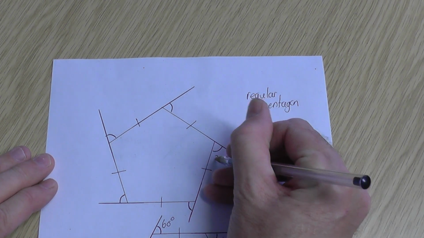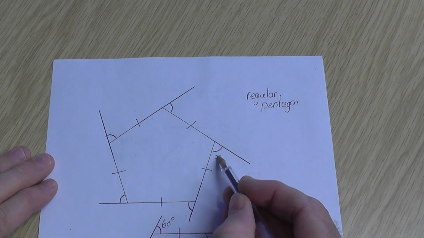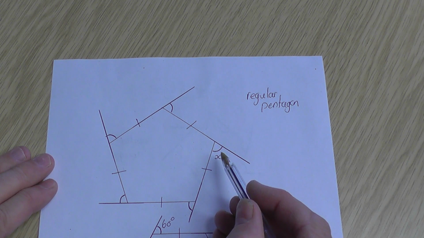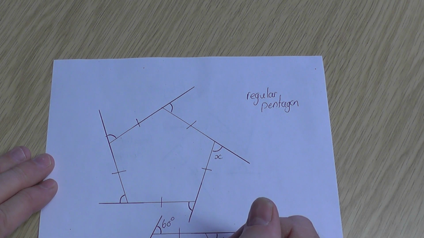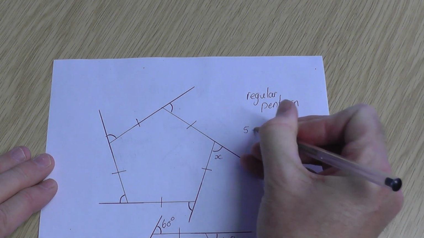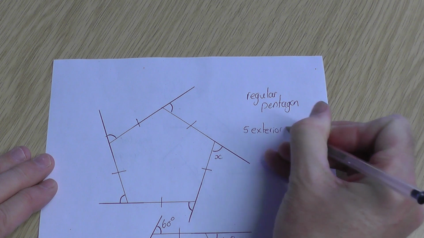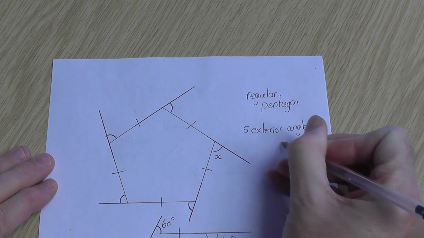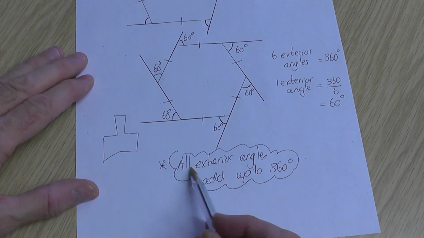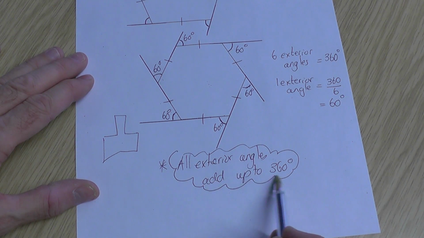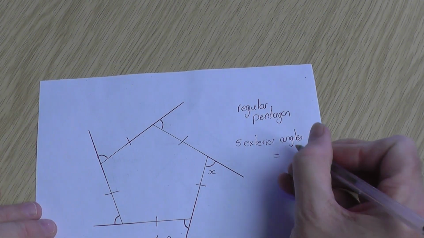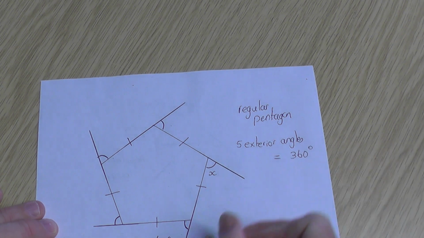Now let's say in the exam, the examiner asks you to work out the size of angle x, and that is the size of one of the outside angles, one of the exterior angles. So how do we work it out? Well, it has 5 exterior angles, so you write 5 exterior angles, and they must equal, well, the fact that you learn, which I wrote down here before: all exterior angles for any shape add up to 360. You learn that fact. So if there's 5 of them, you say 5 exterior angles equals 360.